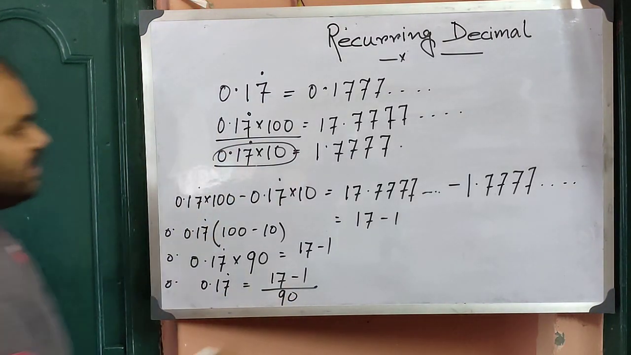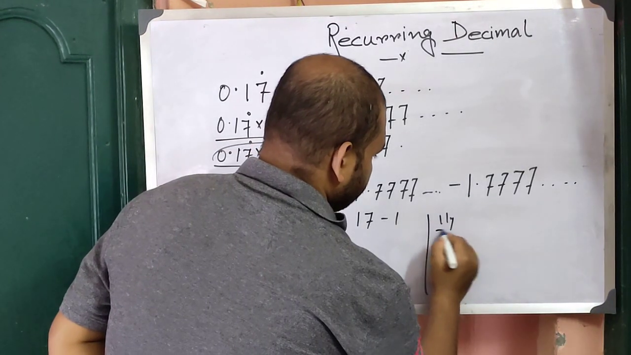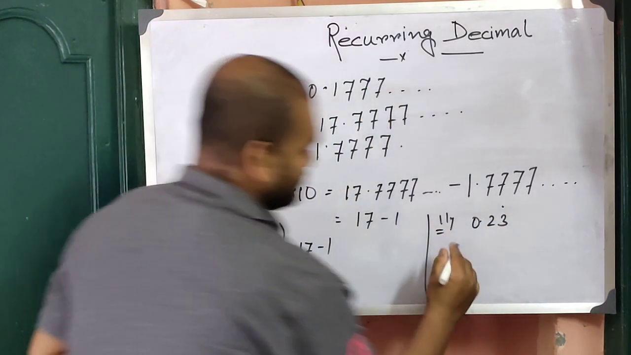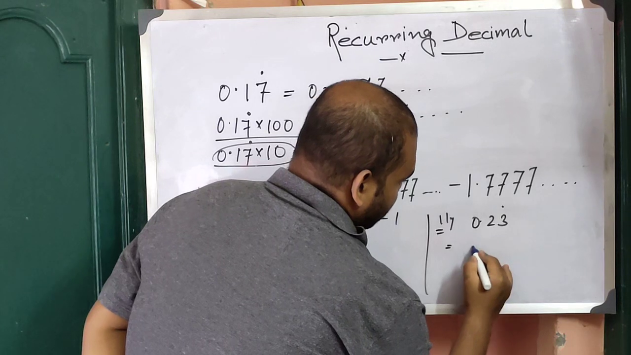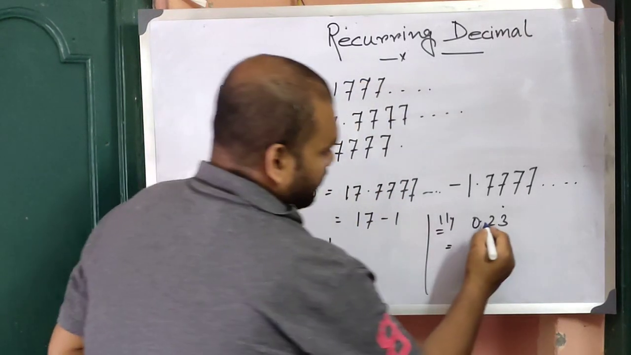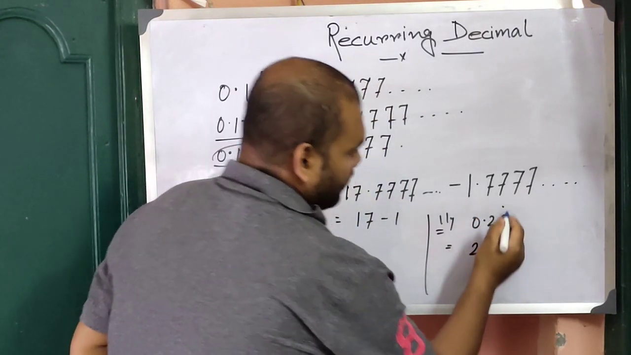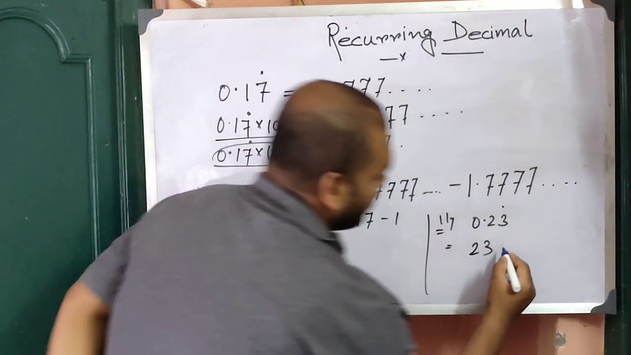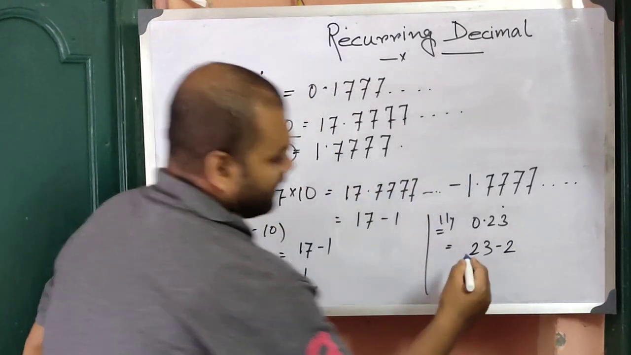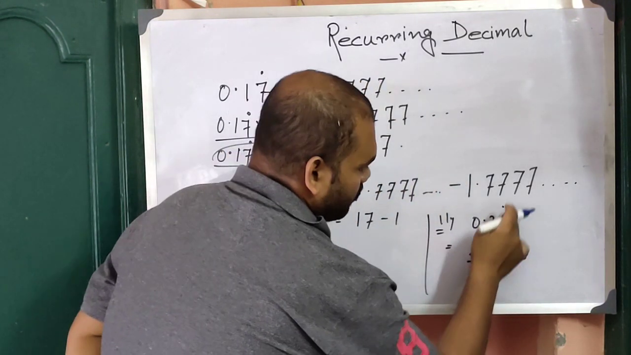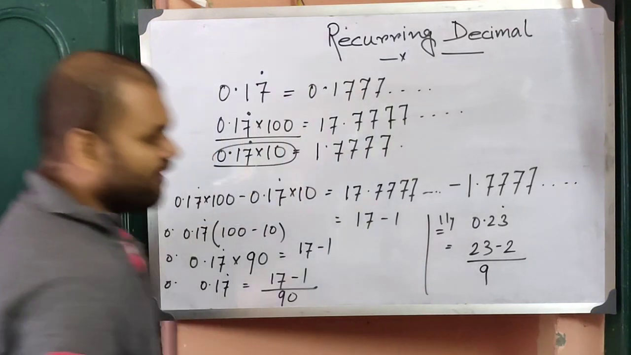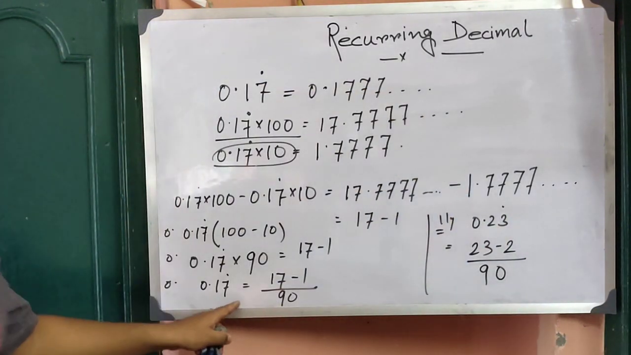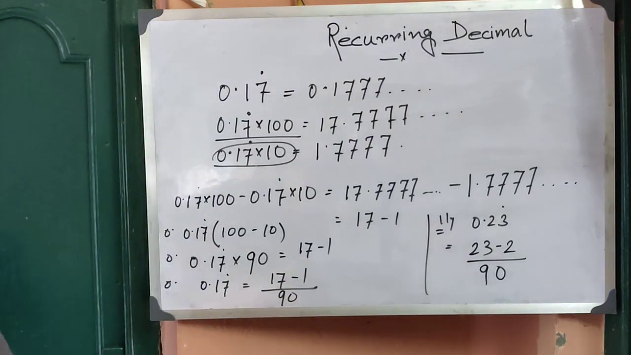Similarly, you can write, suppose, 0.23 recurring. So how to write it? Very easy. At first write down 23, then here only the 3 is recurring, the 2 is not recurring, so subtract that term 2. Then for the recurring digit 3, write 9 there, and for the non-recurring digit write 0. So this is the easy technique by which you can write the numbers.